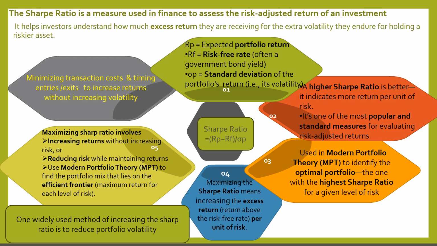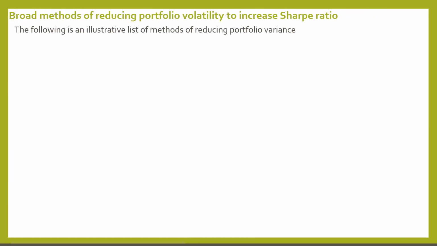One widely used method of increasing Sharpe ratio is to reduce portfolio volatility. Now let's evaluate the broad methods of reducing portfolio volatility to increase the Sharpe ratio. The following is an illustrative list of methods of reducing portfolio variance.